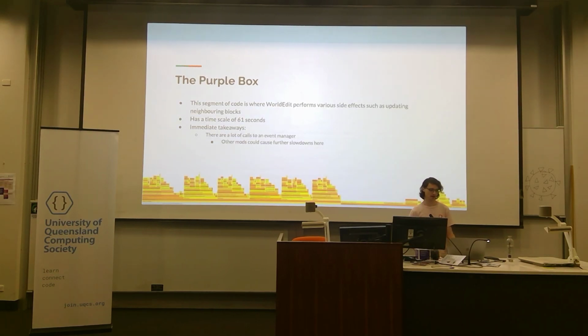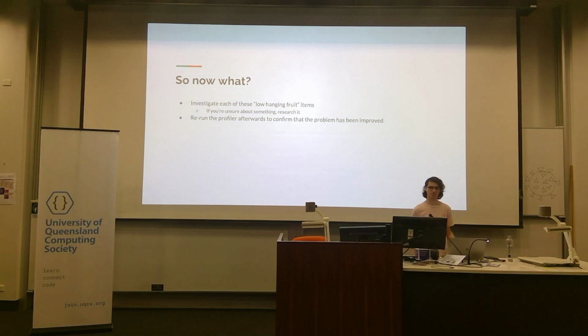The purple box, this is a segment of code where WorldEdit performs various side effects, such as updating neighboring blocks and all that kind of stuff. It took 61 seconds, so this is basically the biggest chunk of time. The immediate takeaways here were that there are a lot of calls to an event manager. That's everything from this point onwards. And this basically means other things that listen to those events can massively slow things down further, and we don't really have any control over that.